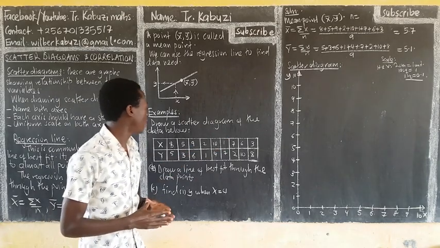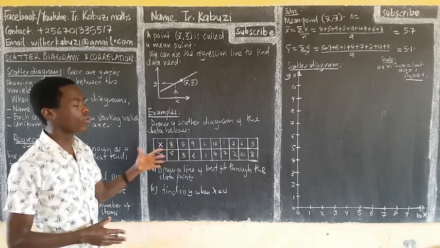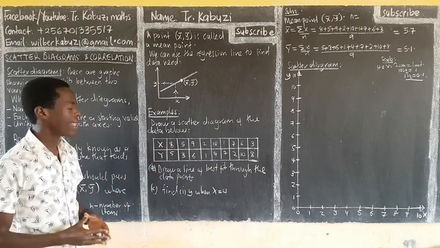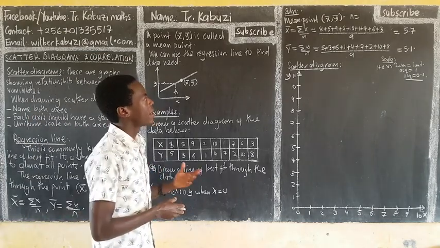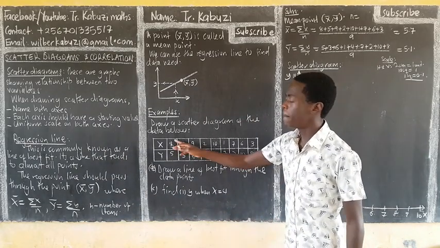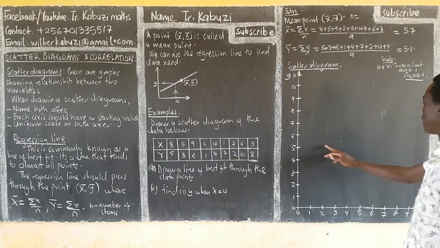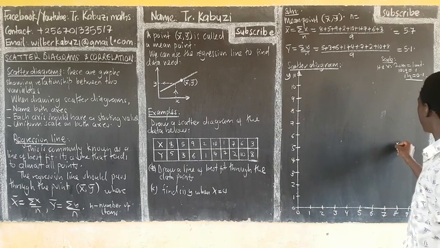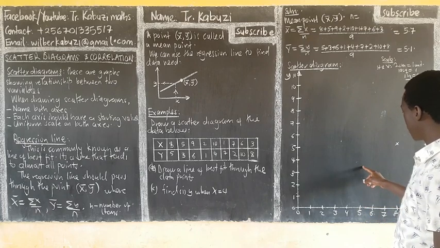Draw a scatter diagram of the data below. They give you x, they give you y. So we are going to plot x and y, as simple as that. I think you know how we plot from lower classes. Let me start by plotting 8 and 5. I'm going to plot a pair, x, y. So I have 8, then 5. This is where my first point is going to be. Then 5 and 3 is here.